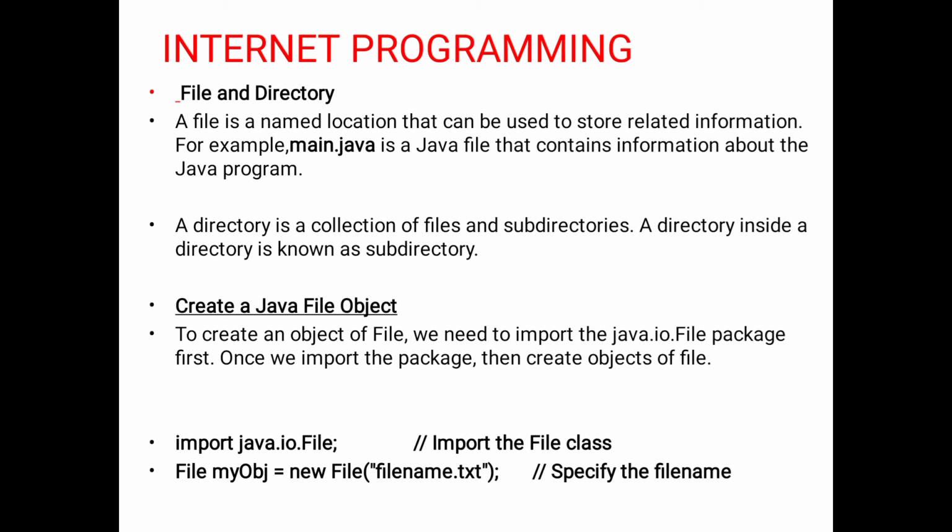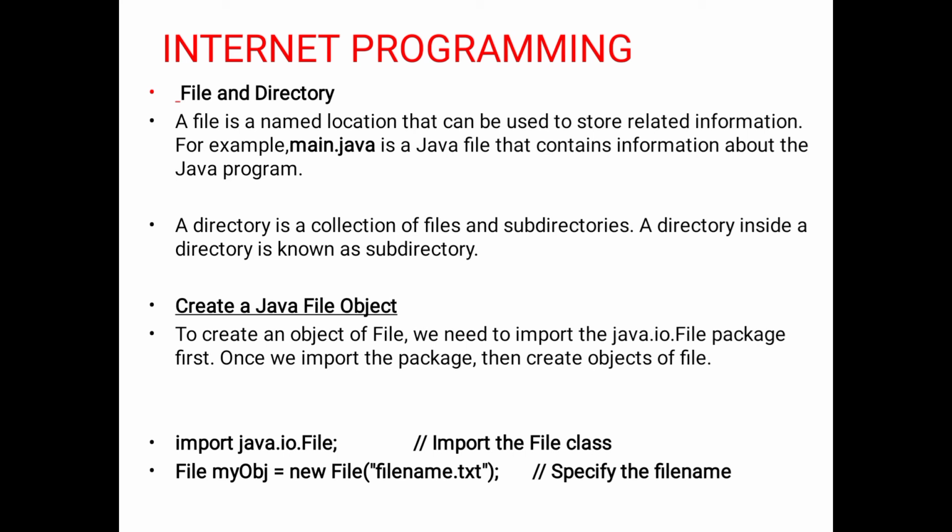So how do we create a file object, a Java file object? To create an object of File, we need to import the Java IO package, right? Once we import the package, then we can create the object. So how do we create the Java file object? Import java.io.File, that is called importing the class.